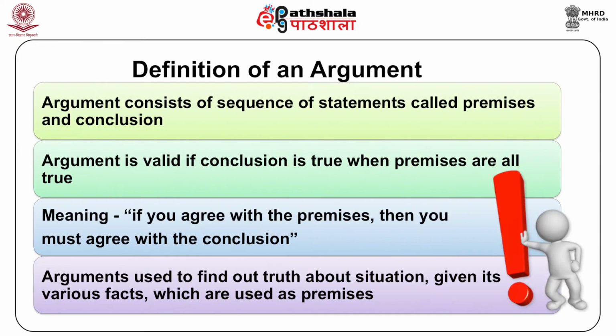Now let us study definition of an argument. An argument consists of a sequence of statements called premises and a conclusion. An argument is valid if the conclusion is true when the premises are all true. Meaning, if you agree with the premises, then you must agree with the conclusion. Arguments are used to find out the truth about a situation, given its various facts which are used as premises.